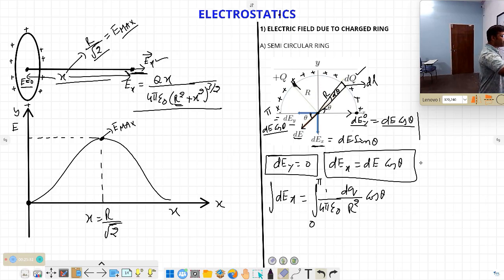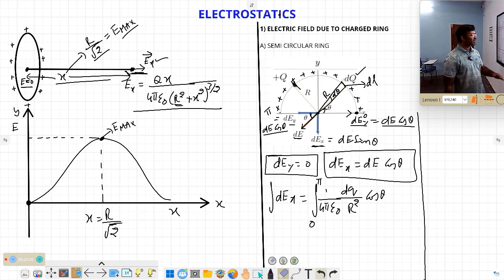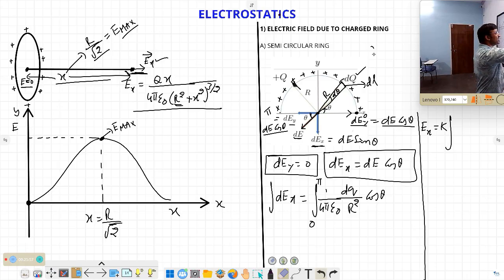So in this case, what is the variable here? Theta is the variable. As the position of the elementary portion changes, the theta value changes. So integral dEx is equal to 1 by 4 pi epsilon, which I am taking as constant k, into dq. What is dq? dq is nothing but charge. In this case, what way does the charge distribution take place? The charge is distributed linearly, linear charge distribution lambda. Lambda is equal to q by the total length, which is half of the circumference of the circle. What is the half of the circle length? That is pi r.